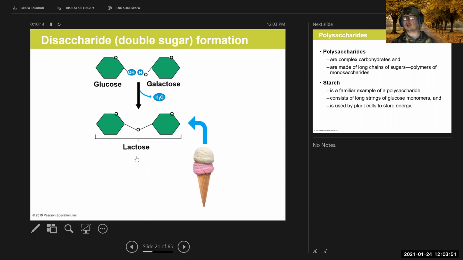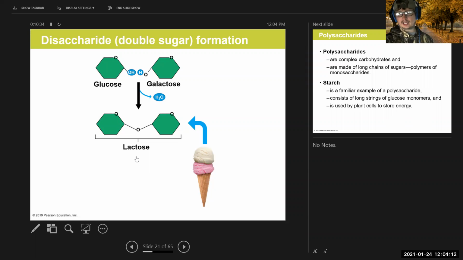So you have your glucose and your galactose. You see the OH and hydrogen atoms highlighted, that's going to basically fall off and form that water molecule through that dehydration reaction. And then you end up with the disaccharide lactose, so basically a double sugar carbohydrate.